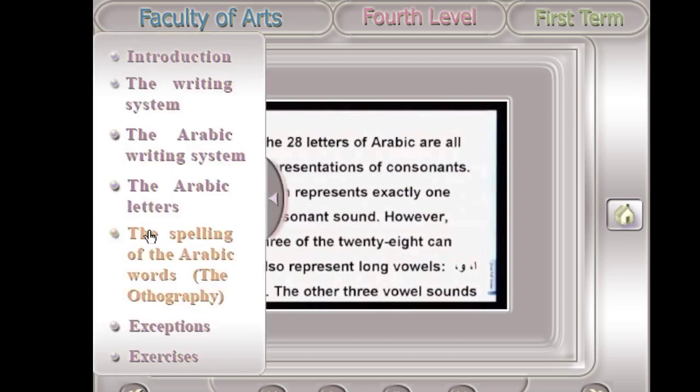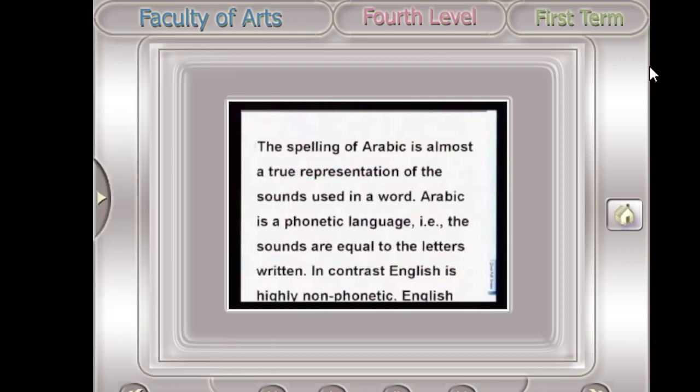Now, this is interesting. The first part I mentioned now had to do with the orthography, which is the way we write Arabic, the alphabet. Now we come to the relationship between the alphabet and the sound, and we call this the spelling. This is the second unit. The spelling of Arabic is almost a true representation of the sounds used in a word. Now, by true representation we mean Arabic is a phonetic language.